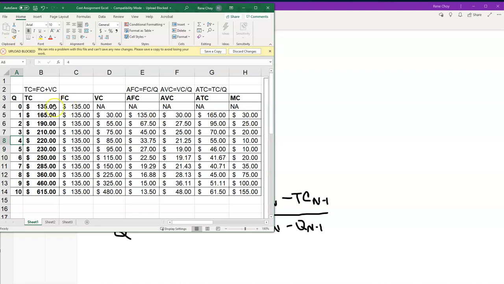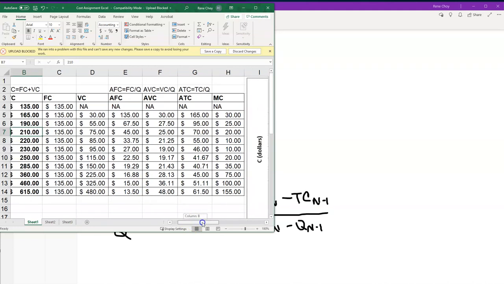So this 30 is the change between this 135 and this 165. This 25 is the change between 190 and 165. This 20 is the change between 210 and 190. This 10 in marginal cost is the change between this 220 and this 210. So marginal costs are the changes in total. First change is 30, next change is 25, next change is 20, next change is 10, next change is 10. Good so far?